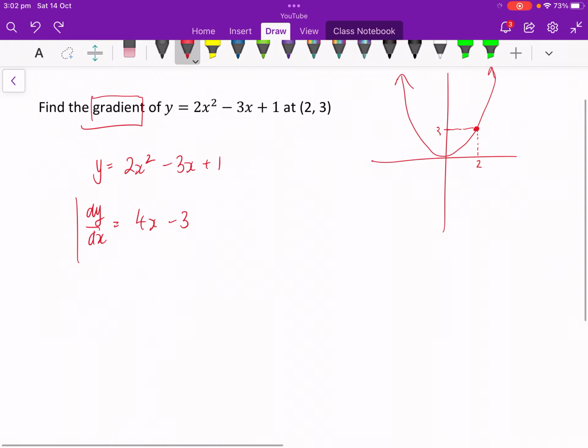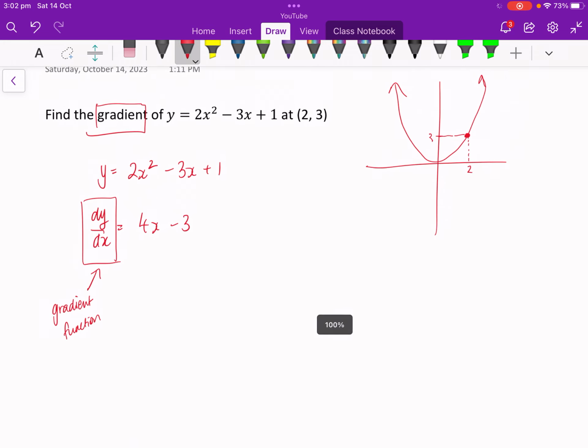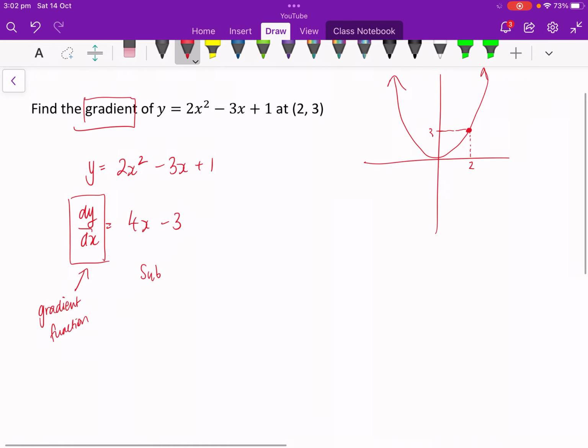Okay. Now that we've differentiated, let's work out the gradient. So remember, this represents the gradient function. So whatever the answer ends up on the left-hand side will give us our gradient. So I'm going to substitute my coordinate in, but like I said, I only need the x coordinate. I don't need the y coordinate. It's kind of unnecessary in this case. Okay, so let's sub x equals 2.